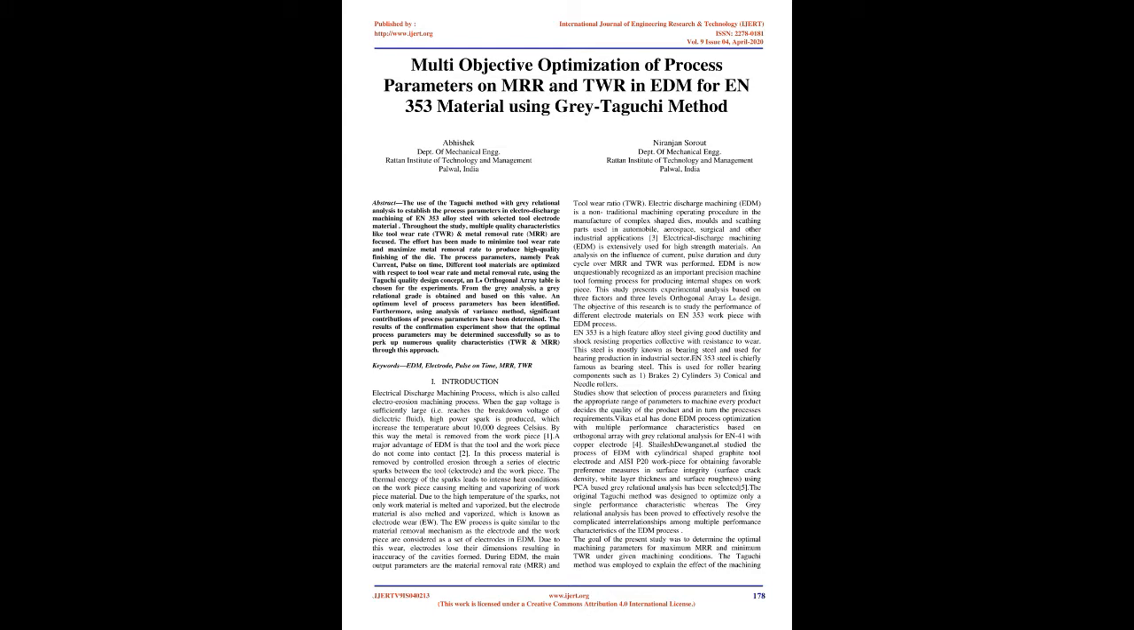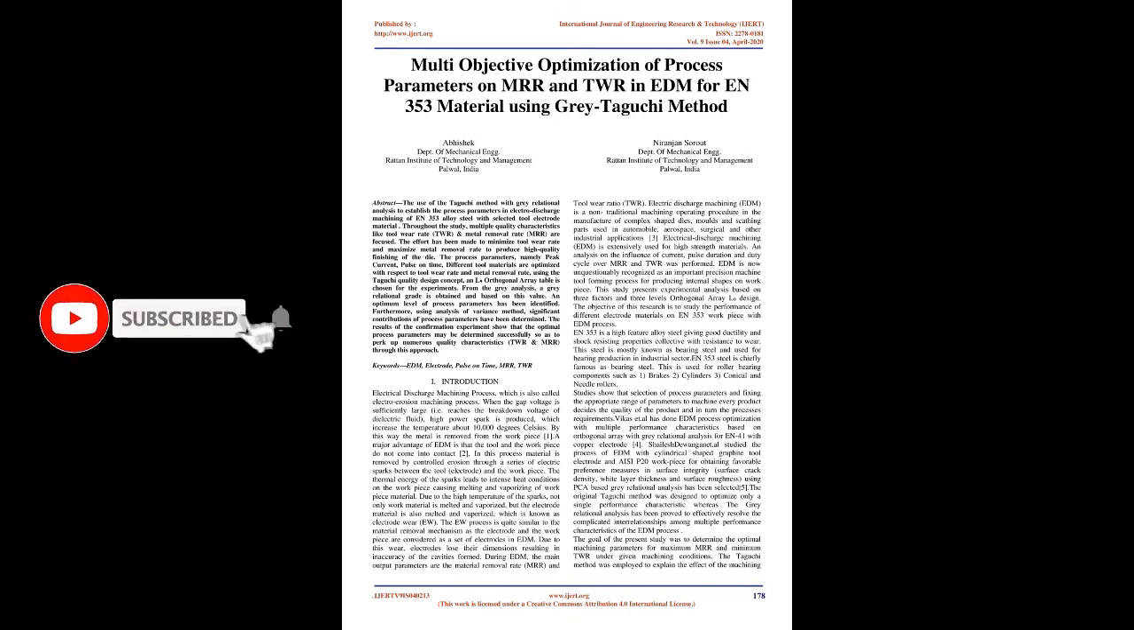An L9 orthogonal array table is chosen for the experiments. From the Grey analysis, a Grey relational grade is obtained, and based on this value, an optimum level of process parameters has been identified. Furthermore, using analysis of variance method, significant contributions of process parameters have been determined.